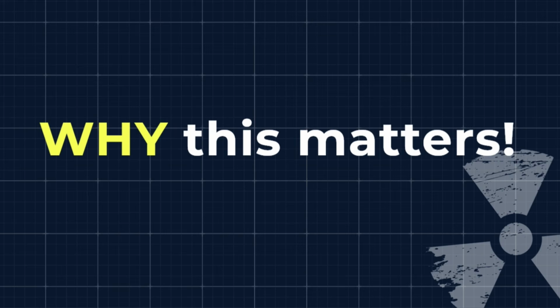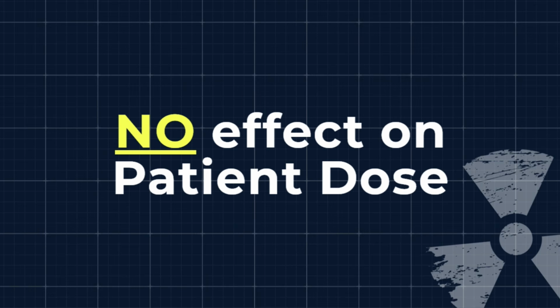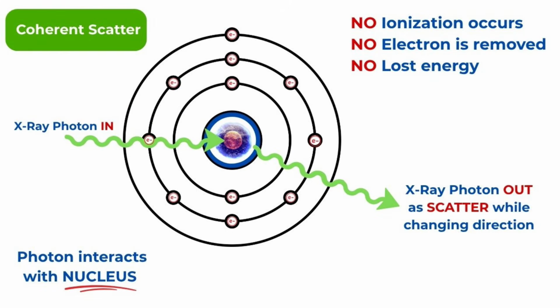When we look at these interactions, we always want to think about those same three things: patient dose, occupational dose, and image quality. First, coherent scatter has no real effect on patient dose, and the reason is simple: there is no ionization occurring. No electron is knocked out of the orbit. No photoelectron or Compton electron is created, and no energy is permanently absorbed in the patient's tissue. The photon is temporarily absorbed and then released right back out as a scattered photon. So compared to photoelectric absorption and Compton scatter, coherent scatter is not a patient dose concern.